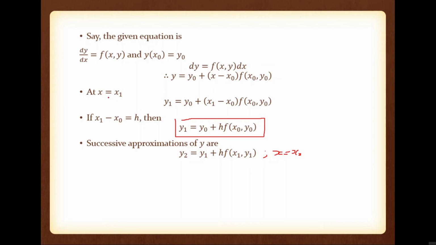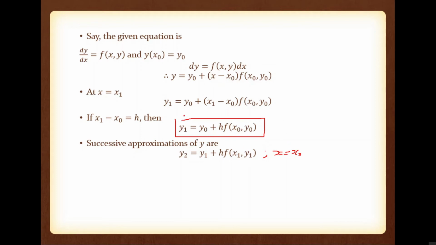So at x equal to x1, we have y equal to y1. That is, y1 is equal to y0 plus x1 minus x0 into f of x0 comma y0. Now we are replacing x1 minus x0 with h. So we have y1 is equal to y0 plus h into f of x0 comma y0. So this is Euler's method.